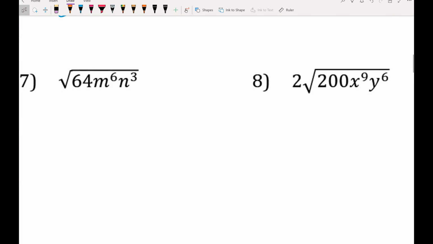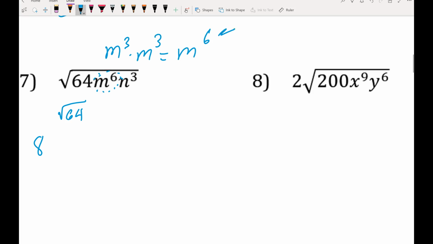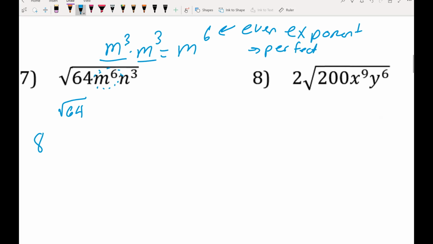For number 7, I notice 64 is already a perfect square, so when I break that up into radical 64 and something else, I'll be able to just have an 8 on the outside. And m to the 6th is also a perfect square, because m cubed times m cubed is m to the 6th. Notice that any time you have an even exponent for your variable, it'll always be a perfect square. Because if you divide it by 2, so 6 divided by 2 is 3, you'd get integer exponents for those.